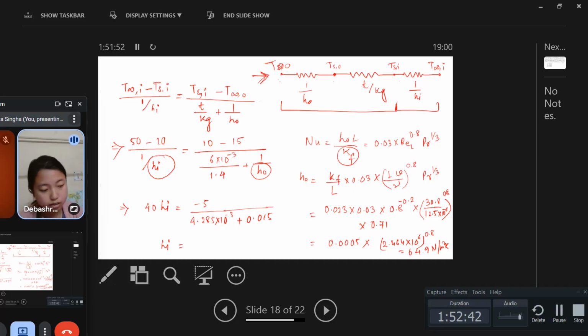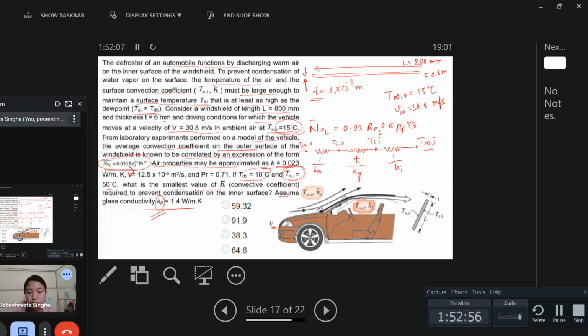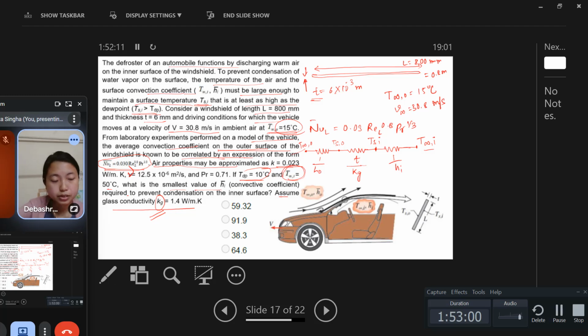Calculate, I'm not calculating the whole thing, but if you calculate it, you get 38.35 watt per meter square Kelvin. So this is 38.3. That is the third option.